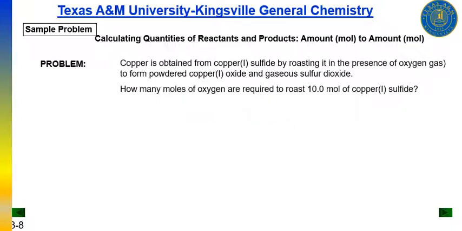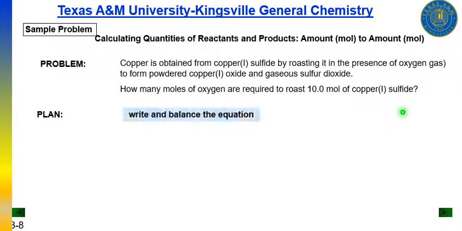For example, calculate the quantities of reactants and products from moles to moles. Our problem: copper is obtained from copper(I) sulfide by roasting it in the presence of oxygen gas to form powder copper(I) oxide and gaseous sulfur dioxide. The question is, how many moles of oxygen molecules are required to roast 10 moles of copper(I) sulfide?